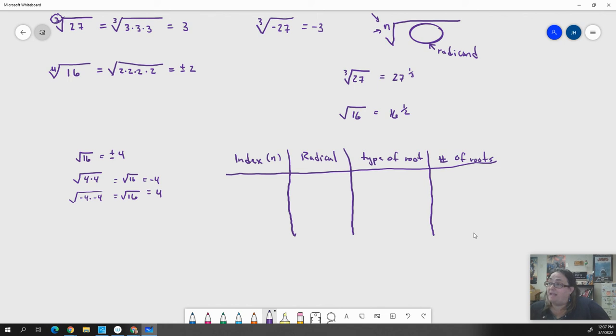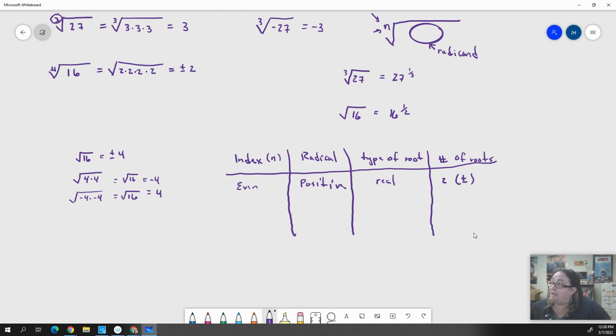If my index, if my n is even, right, my radicand has to be positive. The radical has to be positive. So this has to be positive for it to work, right? If it's even, right? And so we've got, if the radical is positive, then I have real roots, and I have two of them, right? The plus and the minus.